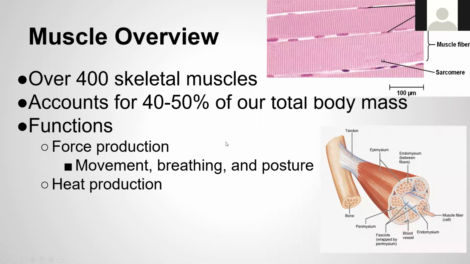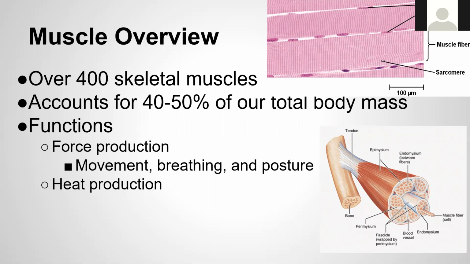So first off, when we look at muscles, we have to look at what they actually are doing for us. We have over 400 total skeletal muscles that make up our body, and this accounts for a little less than half of our total body mass. So for the most part, you have muscle, water, and then kind of other stuff that makes up your entire body mass.